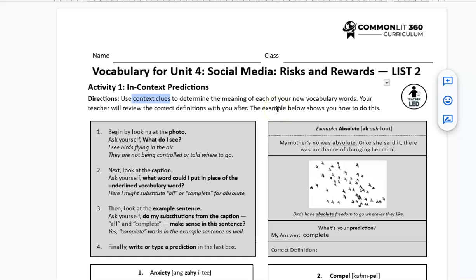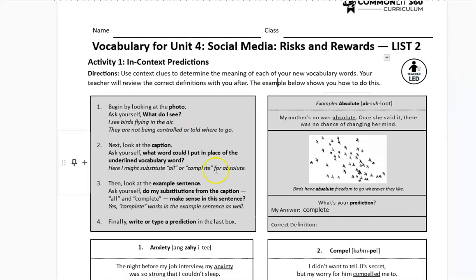And then it says that there's an example that shows you how to do this. The example is these dark gray boxes. The left-hand box is kind of like a step-by-step of how to go through this assignment, and the right-hand box is the actual example. So, step one says begin by looking at the photo and ask yourself, what do I see? Our example vocabulary word is absolute, and with all of your vocabulary words today, there will be a picture. Our picture for absolute looks to be some birds flying in the sky. I can see that the birds are in the air, and they are not being controlled or told where to go.